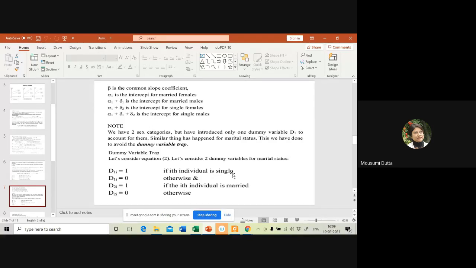If I consider the number of dummy variables exactly equal to the number of categories for a particular qualitative variable, in that case, we face a problem of dummy variable trap. So in the next part, we will like to understand what is the meaning of dummy variable trap.